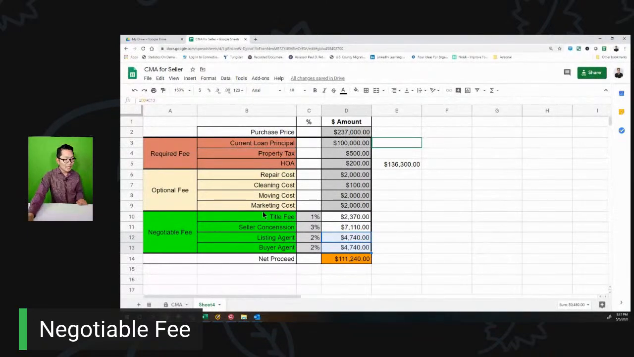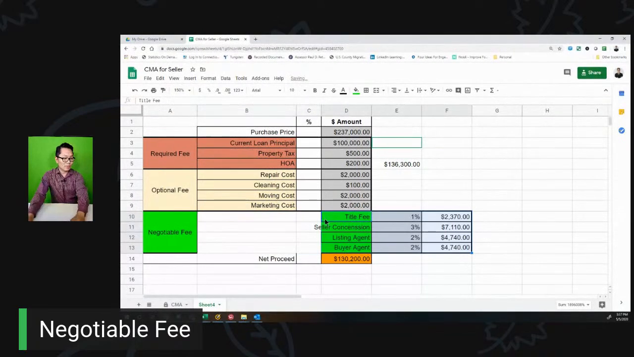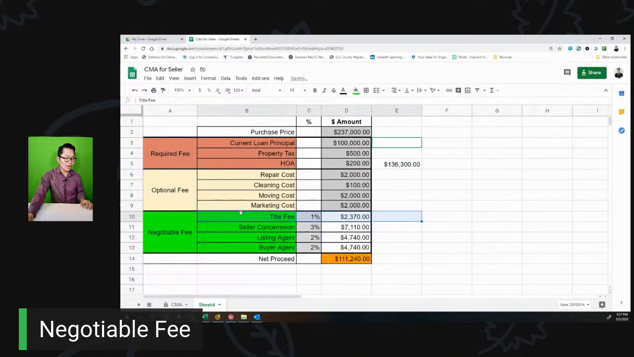Right? Again, these are totally negotiable. This one could be negotiated. This one right here could be negotiated by shopping around. This one you could negotiate as well. Even if they are asking for 3%, if you are only willing to give up 1%, you could do that as well. You don't have to give the whole 3% if they ask for it. The listing agent and the buyer agent are also in the same boat, meaning that you're able to negotiate with them to see if they are willing to accept it.